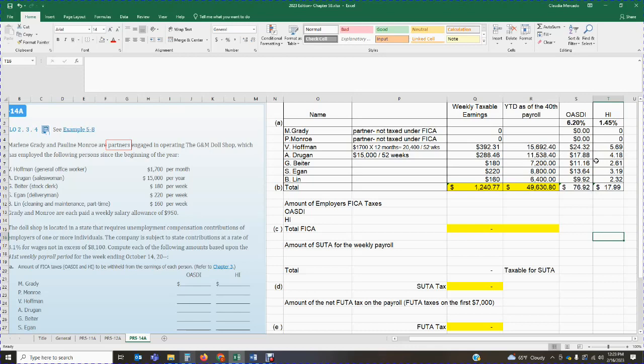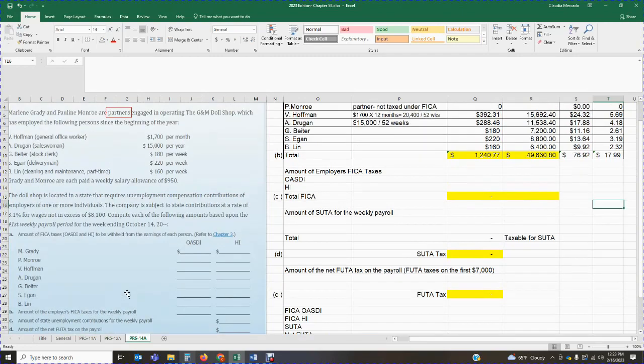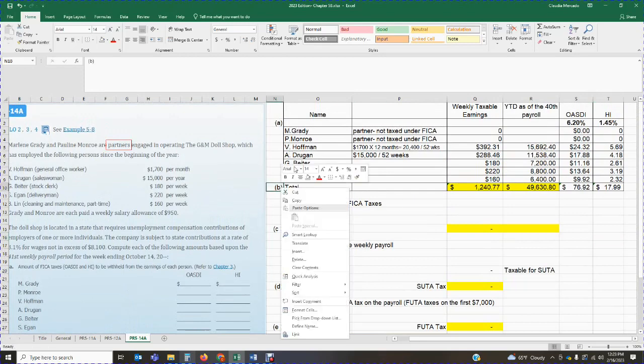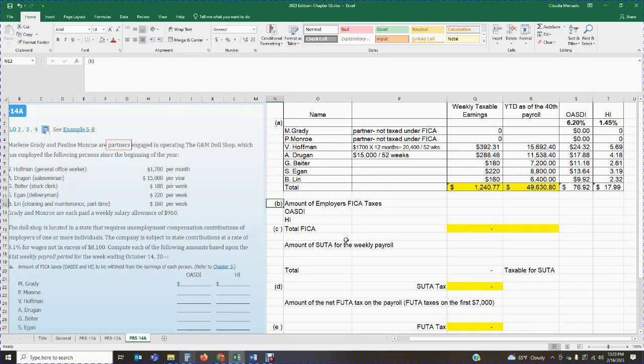Now requirement B says, what is the amount of the employer's FICA taxes for the weekly payroll? So the amount for, and let me move this down here. It's over here. Paste.